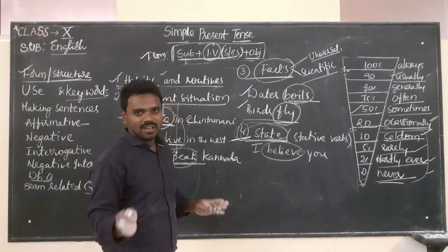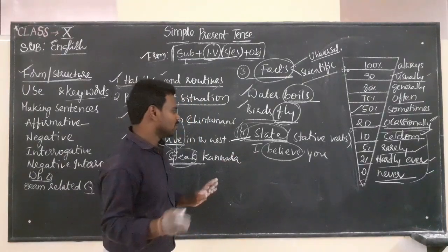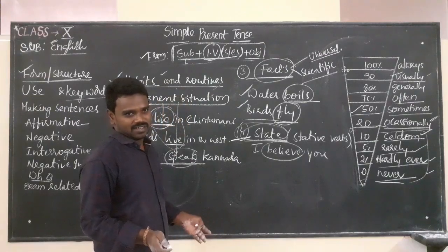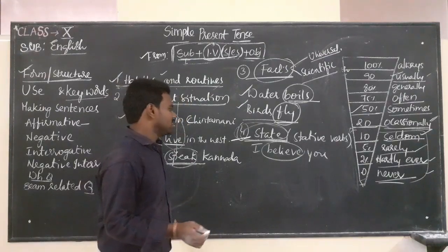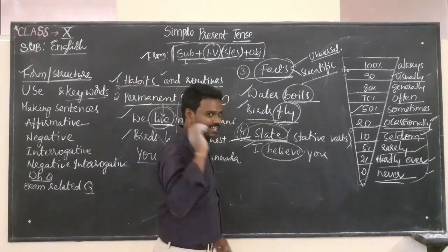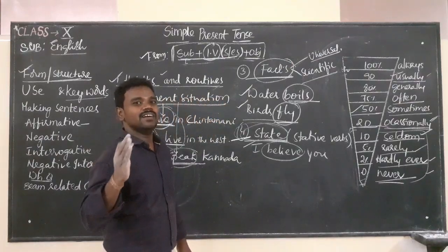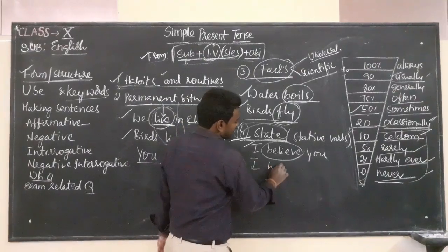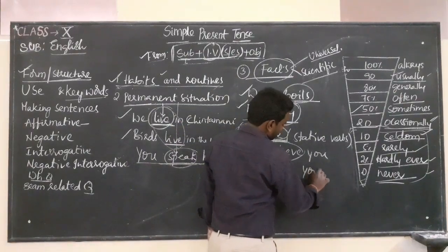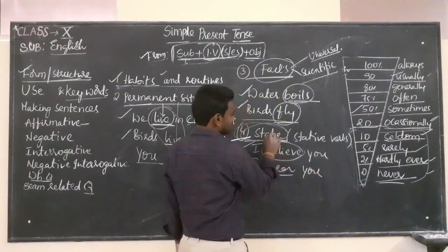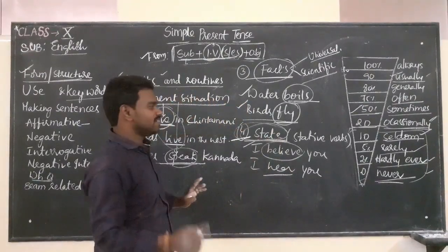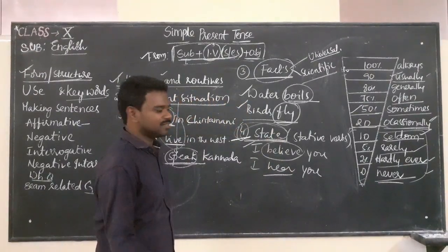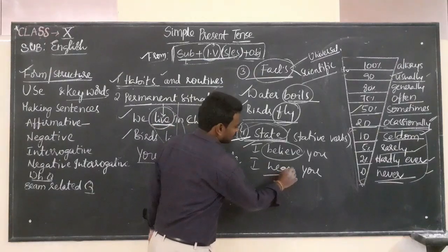I believe you. I like you. He knows me well. I see you. I hear you. So this is a stative verb. What is the difference between stative verbs and action verbs? We will see that in the present continuous tense.